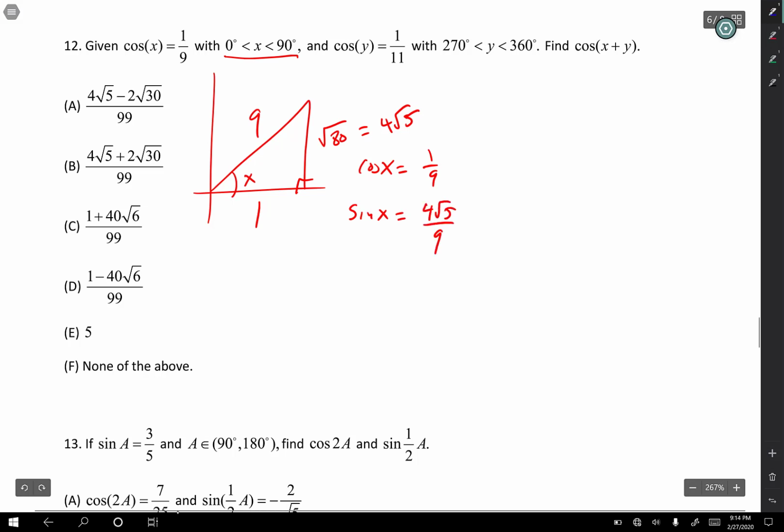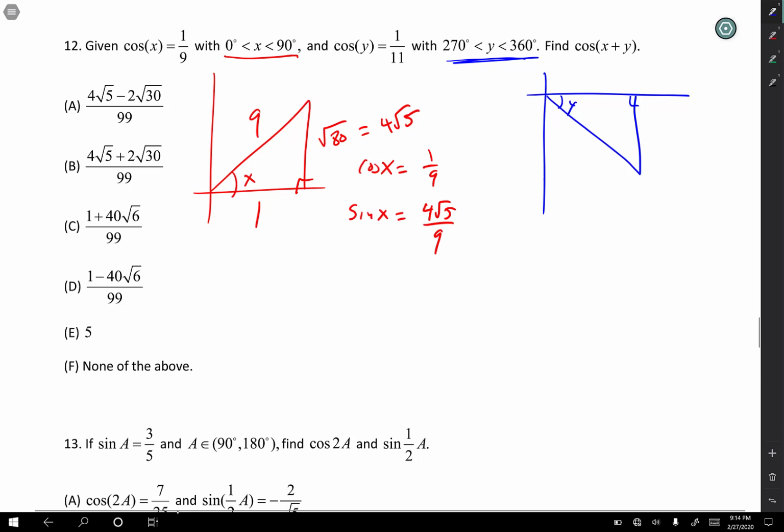All right. I'll use blue, so we won't hurt your eyes. And this angle y is in quadrant 4. So here's quadrant 4, angle y. And it tells me that cosine is 1/11, so the adjacent side is 1 and the hypotenuse is 11. So 11 squared is 121, 1 squared is 1, and 121 minus 1 is 120, so the square root of 120. Remember, this is negative because I'm in quadrant 4, and the y value is negative there. And the square root of 120, well, 4 times 30 is 120, so the square root of 4 is 2, so negative 2 square root of 30.